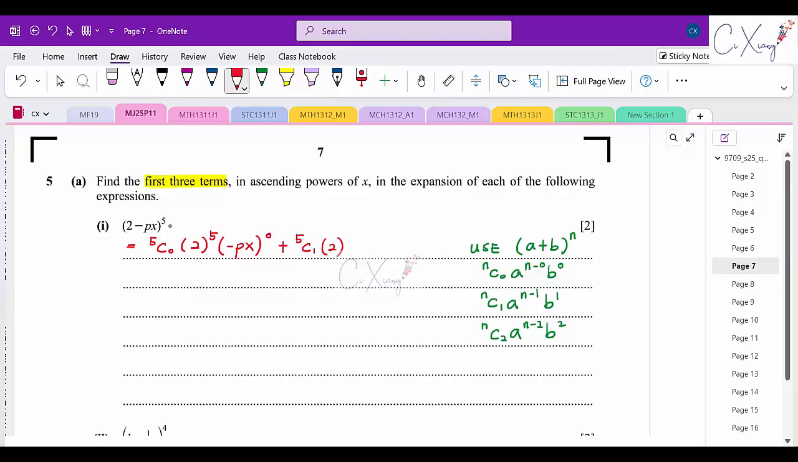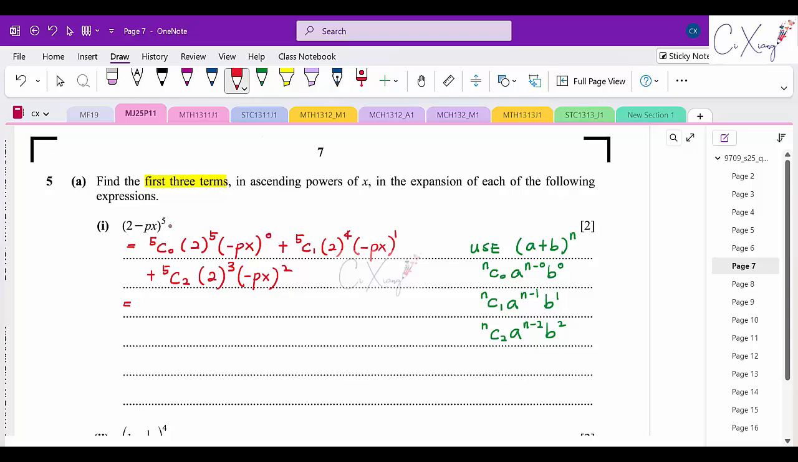2 power 5 minus 1, which is a 4. And then negative px power 1. Then next term, third term is 5C2, a, which is a 2, power 5 minus 2 is a 3. Then negative px power 2.